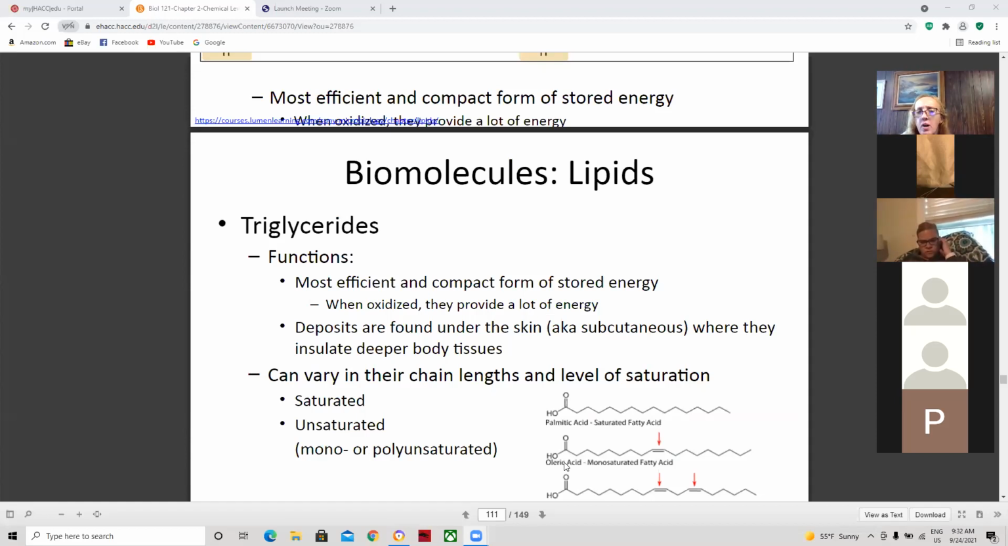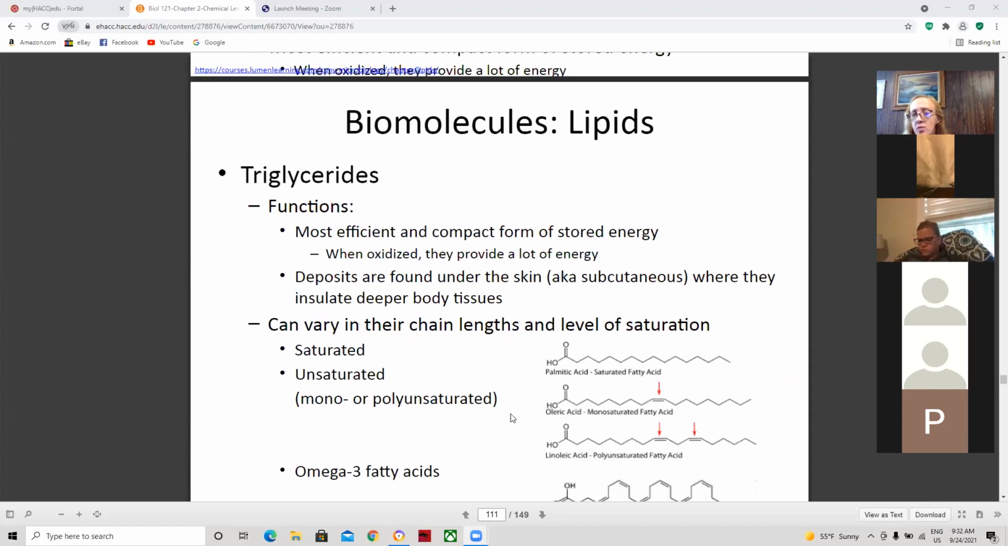Triglycerides are the most efficient and compact form of stored energy. Deposits are found under the skin, aka being subcutaneous, where they insulate deeper body tissues. They can vary in their chain lengths and level of saturation. They can be saturated or unsaturated.